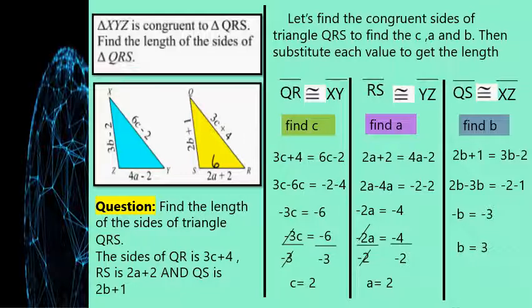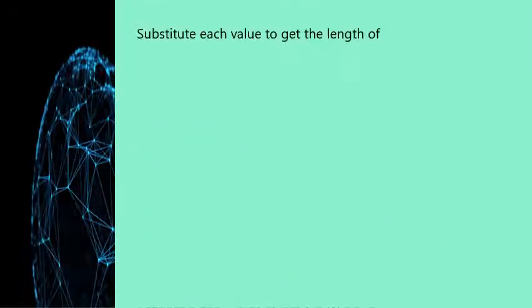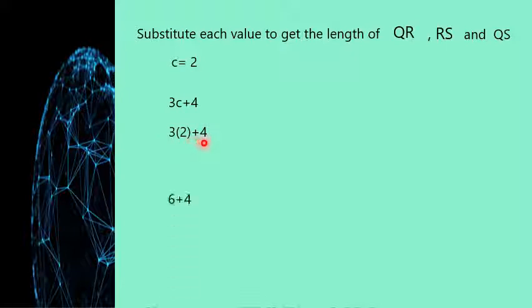Now let's go on to the next slide. Substitute each value to get the length of QR, RS, and QS, or line segment QR, line segment RS, and line segment QS. Now let's have this one. We have the value for C that is equal to 2. Then we have to substitute the length 3C plus 4, then 3 times 2 plus 4. 3 times 2 is 6, then plus 4, so it becomes 10. So that is the length of QR.